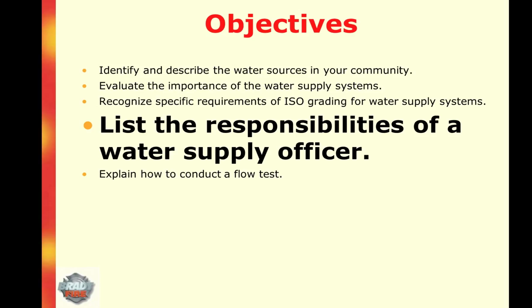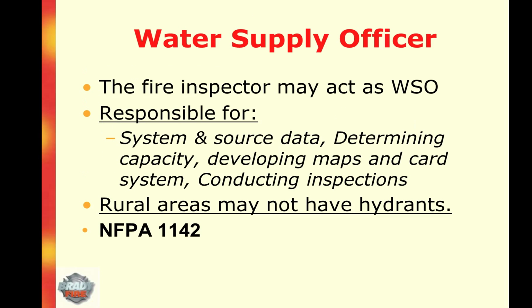Because inspectors are familiar with the community, the types of building construction, the types of fire protection systems, and unusual hazards in the buildings, the WSO should work closely with the Fire Prevention Bureau. The water supply officer is critical during emergencies, but even more so during the planning and permitting phase of fire prevention and inspection. They are responsible for systems and source data, determining capacity, developing maps and card systems, and conducting inspections.